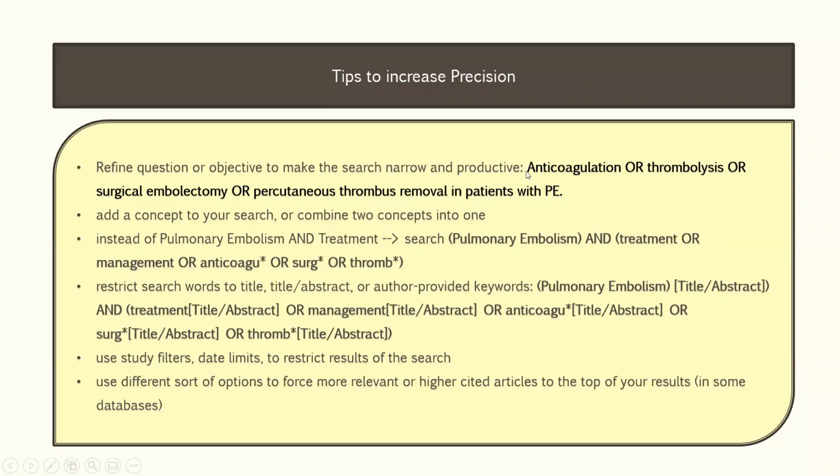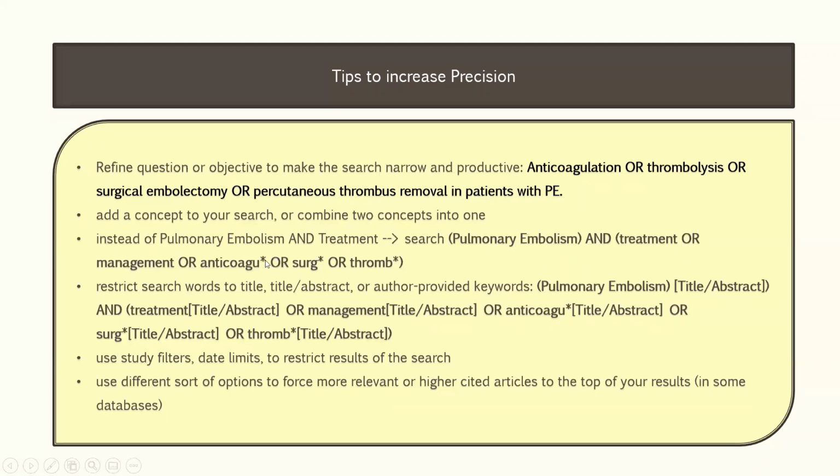So although your search terms have increased, the number of articles it will produce will decrease, because you're making it more precise. You are telling it exactly which words you want. This is how you're adding concepts to your search and combining the concepts. For example, in the last slide, we saw how we calculated all the articles and extracted a sensitive result for pulmonary embolism and treatment. Now, if you search in a precise way, you can write pulmonary embolism and combine it with either treatment or management or anticoagulation.